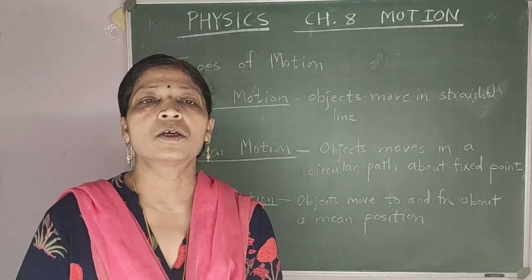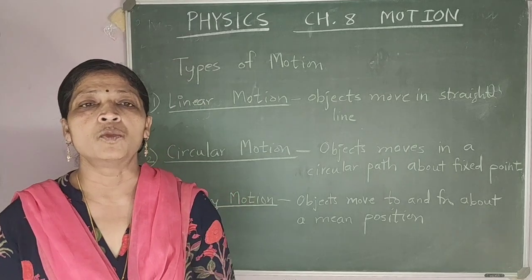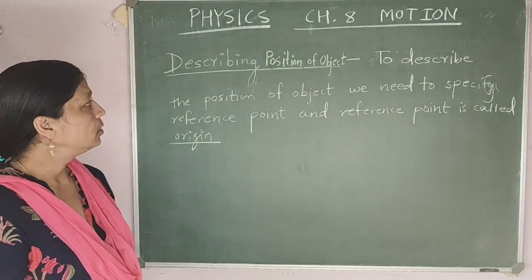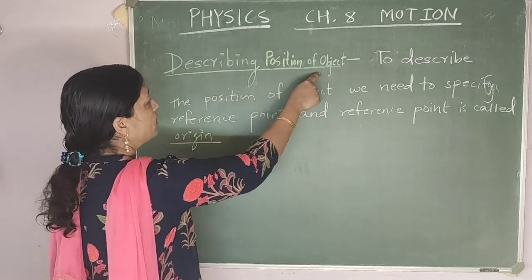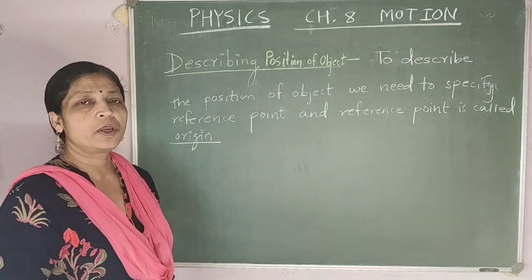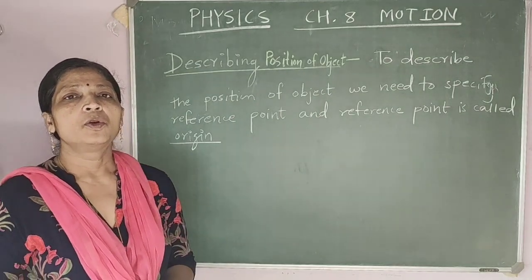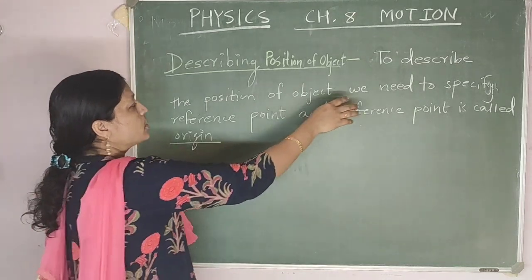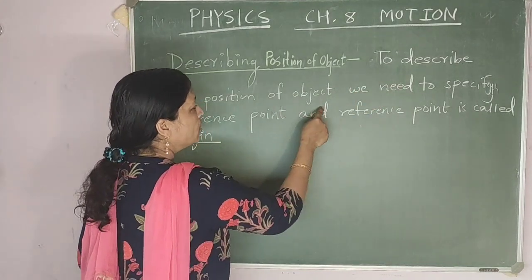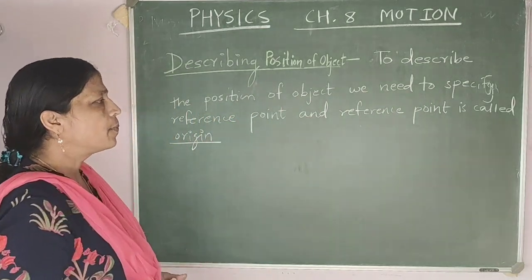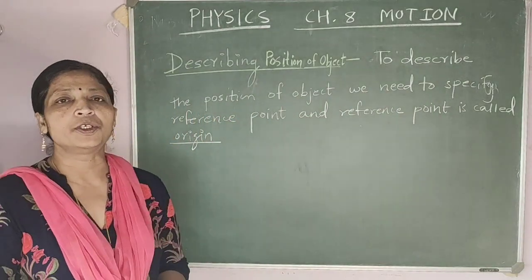Next we are going to discuss how to describe a motion. Let us see how to describe the position of an object. Describing the position of an object, or you can say describing the location of an object. To describe the position of an object, we need to specify a reference point, and the reference point is called the origin.